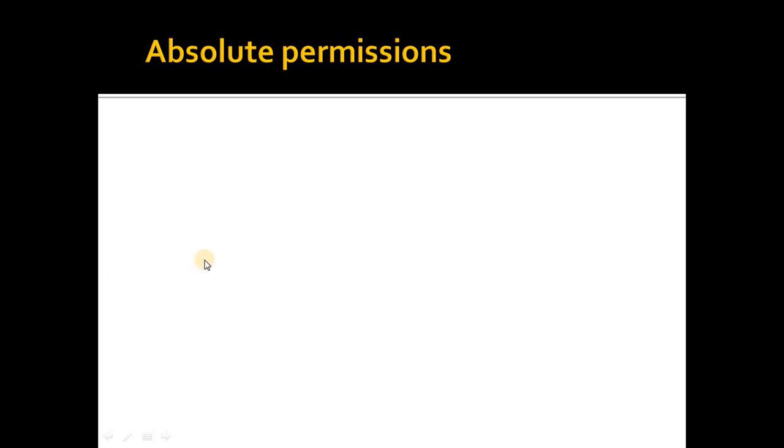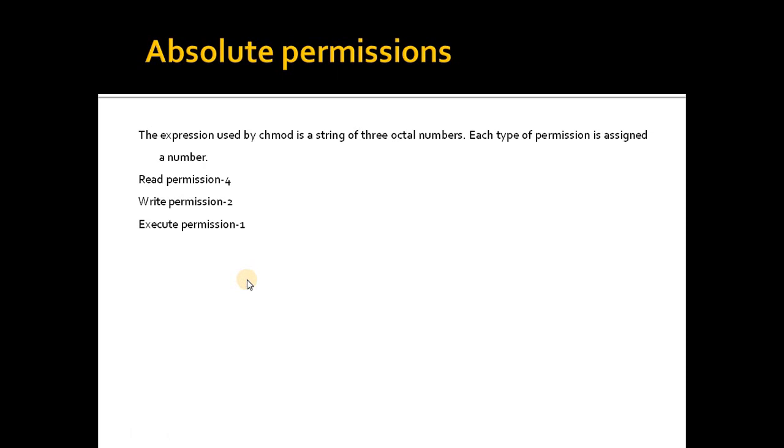Next we'll move on to absolute permissions. The expression used by chmod is a string of 3 octal numbers. Now in this case we are not going to use abbreviations, but we are going to use some numbers. Each type of permission is assigned a number. So read permission we are going to use 4, write permission we are going to use 2, and execute permission we are going to use 1.